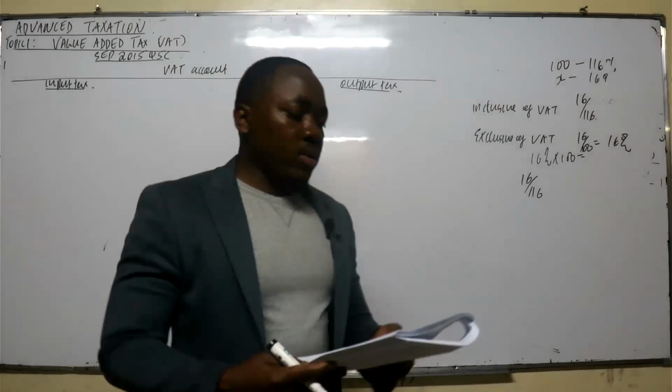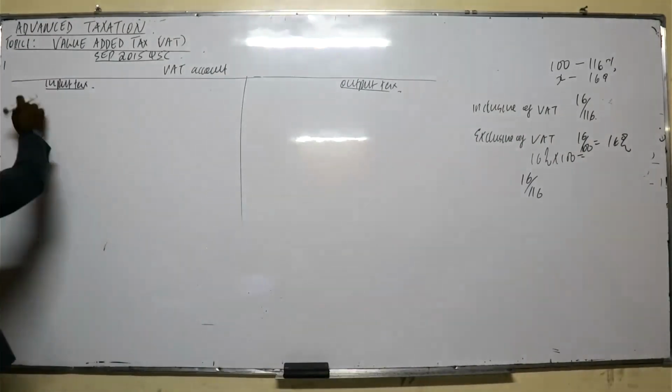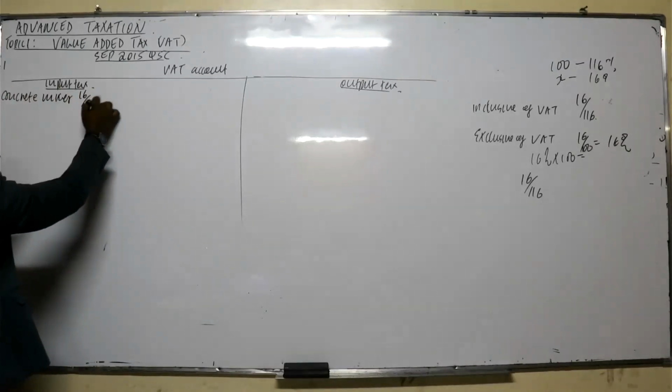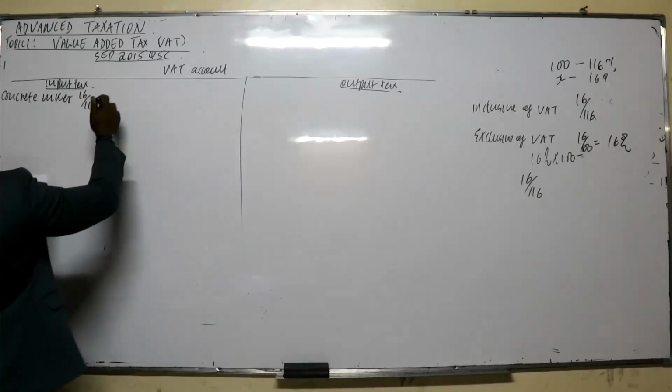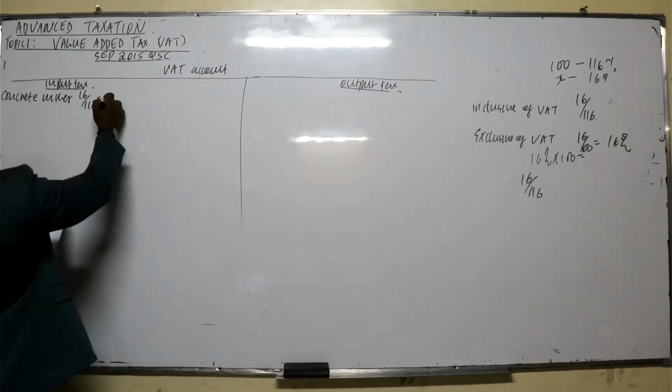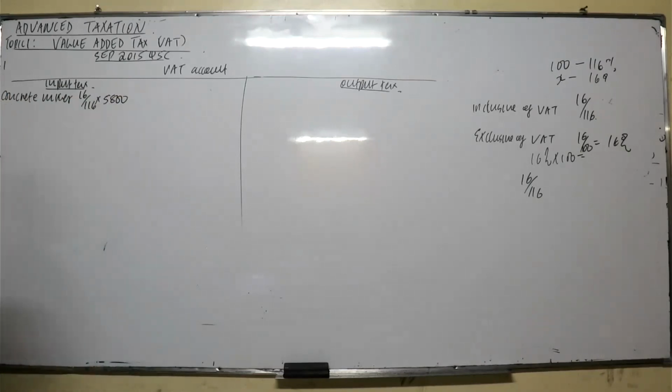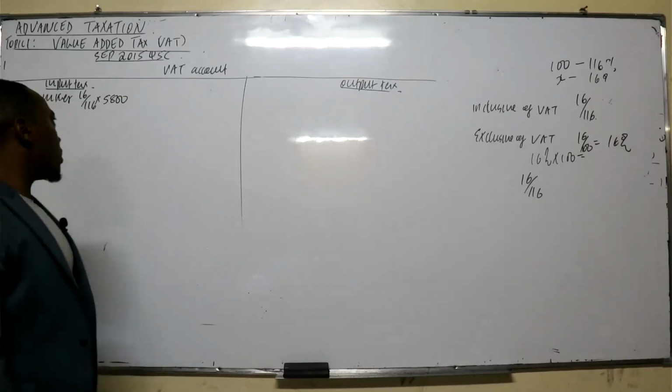Number one, there was a concrete mixer. That's part of the input. They are part of purchases. Concrete mixer. So we'll take 16 over 116. And the value was, can you see the invoice amount, which was an amount of 5.8. Let's work with thousands. What do we get?